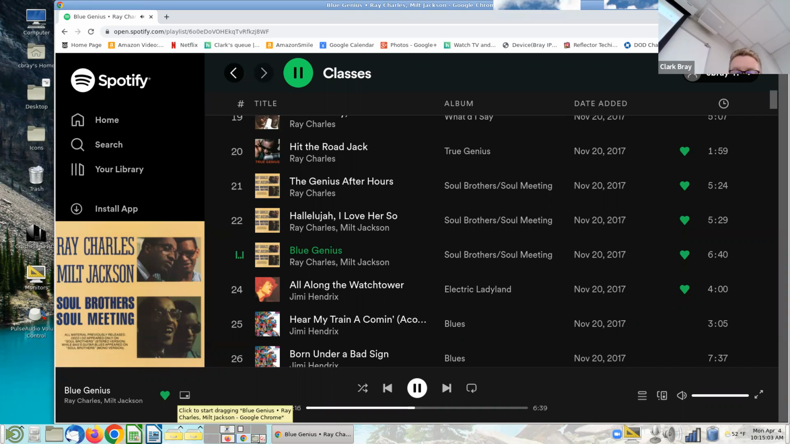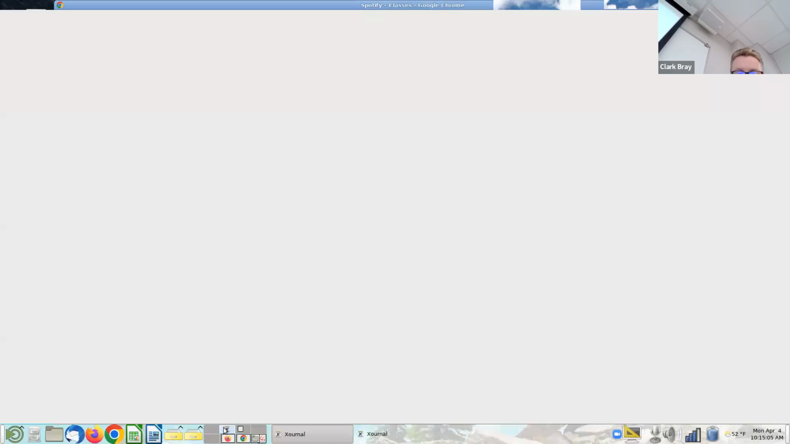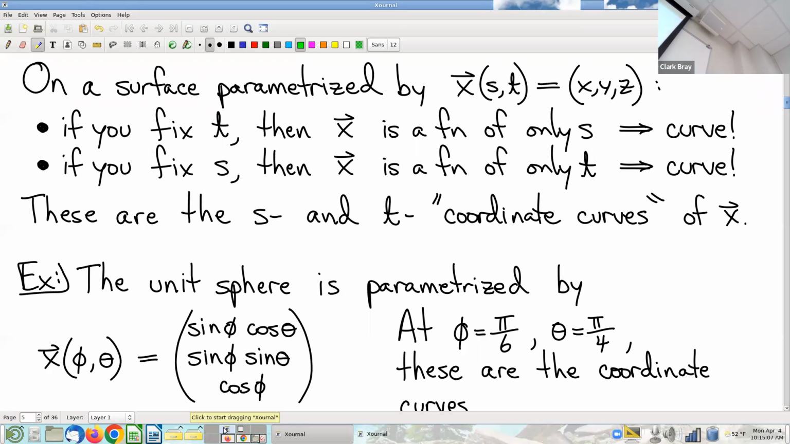Okay, so we spent a bunch of time last time talking about how to parametrize surfaces. Now we're going to start doing stuff with parametrizations, and I'm going to do this the same way the book does. They have a lovely approach to segueing into how to compute surface area, and we're going to start off by talking about what are called coordinate curves.